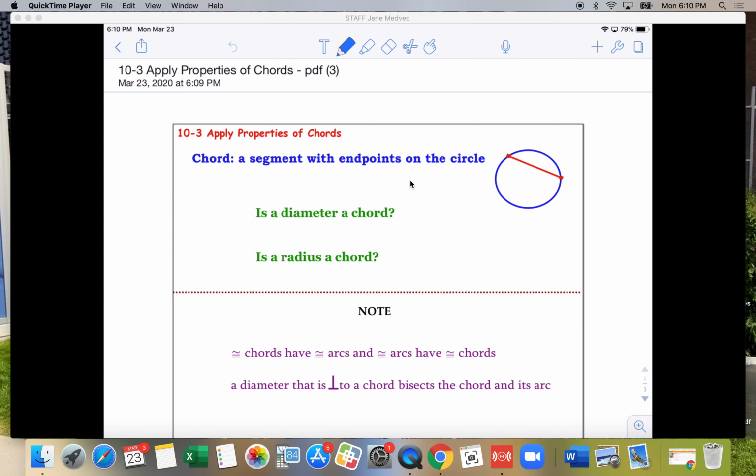So you'll notice the first one says a chord is a segment with the endpoints on the circle. So that makes sense. We've seen that before. But the question is, is a diameter a chord? And is a radius a chord? So let's talk a little bit about diameter.